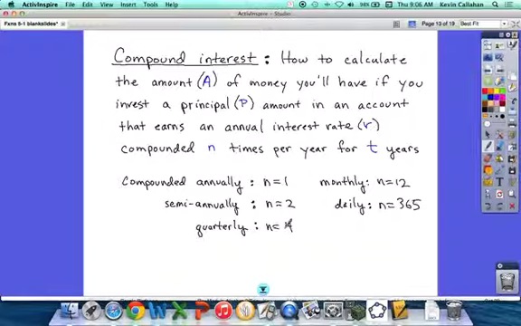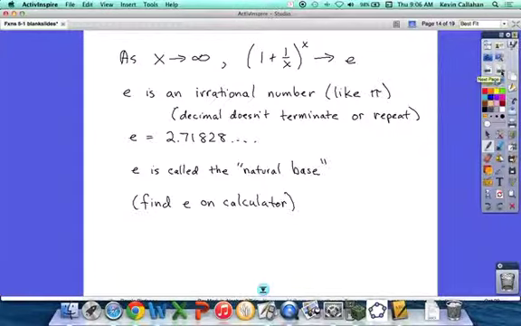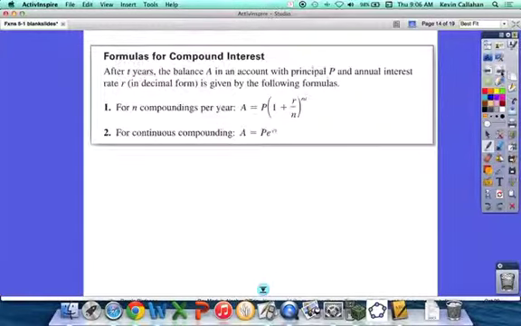You think you could compound more than every day? I mean, theoretically, you could. You could compound every hour. You could compound every minute. You could compound every second. Would our money just continue to grow and grow and grow and grow? And it turns out, no, it does not continue to grow and grow. There is a limiting value to it, which let me just skip over to here.